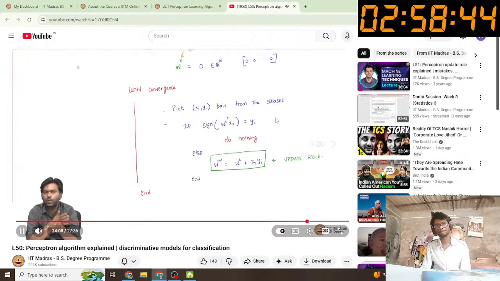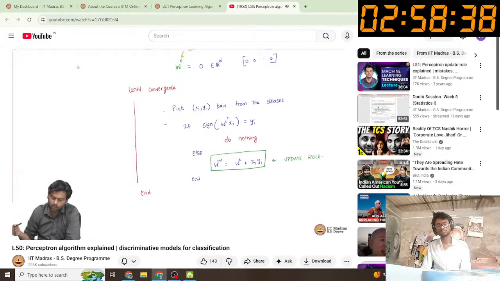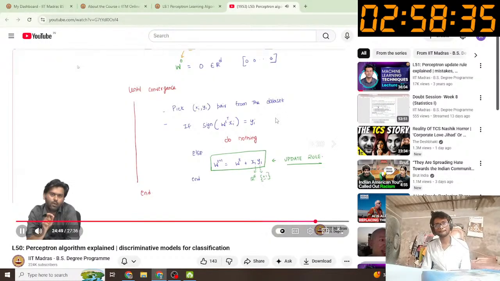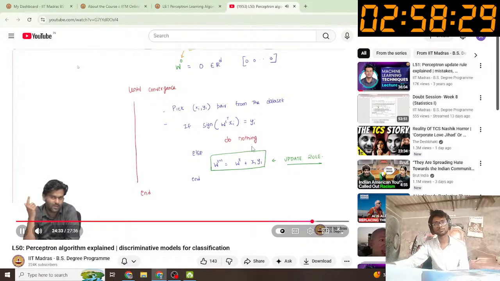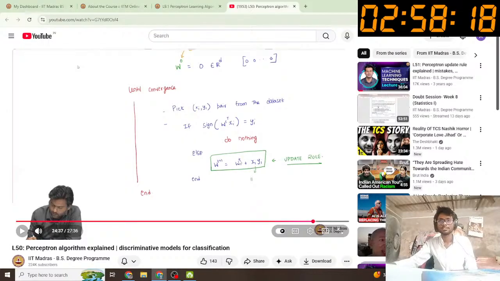Initialization that classifies all points in your data set, then you update your W based on that point. The W update rule, which is wt plus 1 equals wt plus xi yi. Now remember, just for a quick introduction, wt is the W in the previous iteration, that is the t-th iteration, and xi is the data point. So xi will be in R^d.